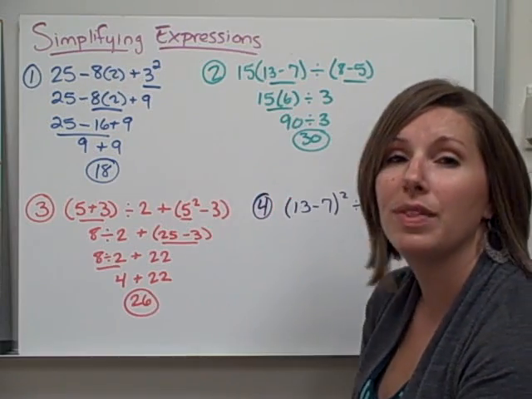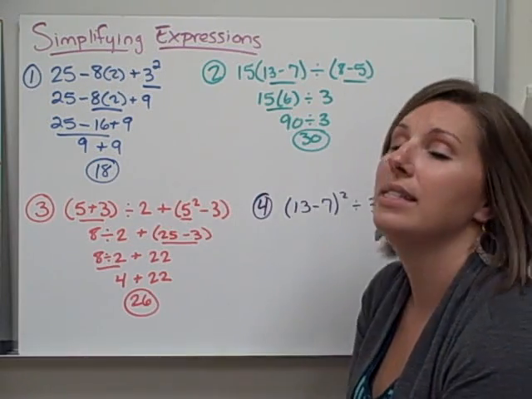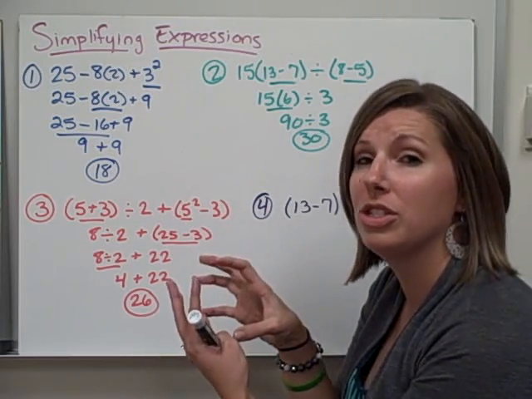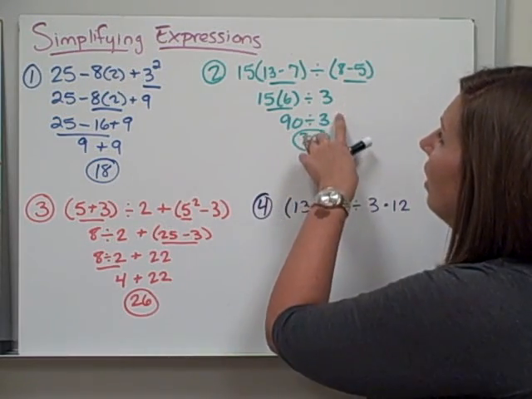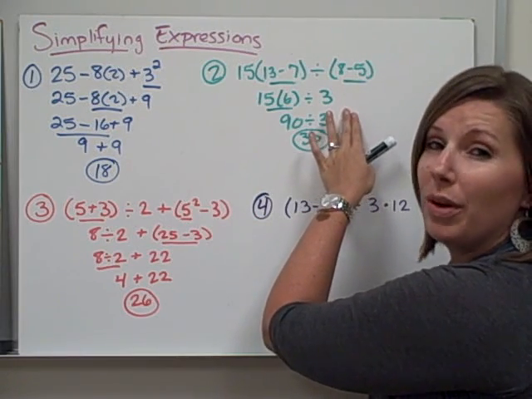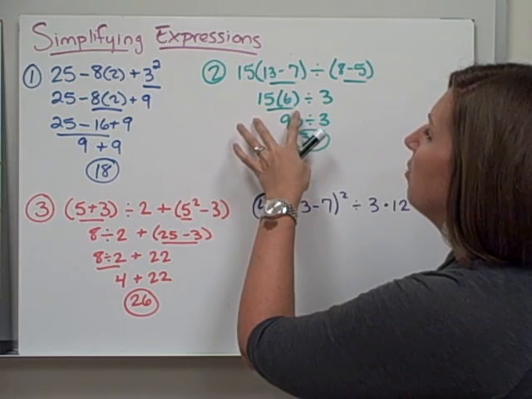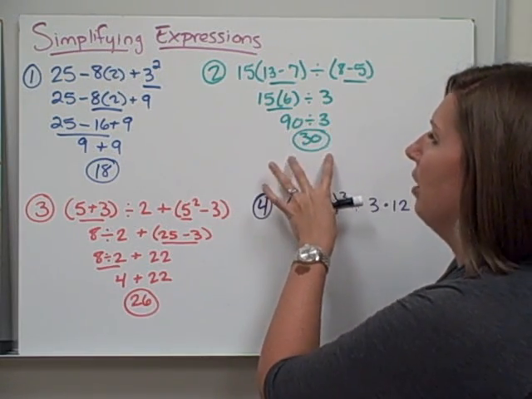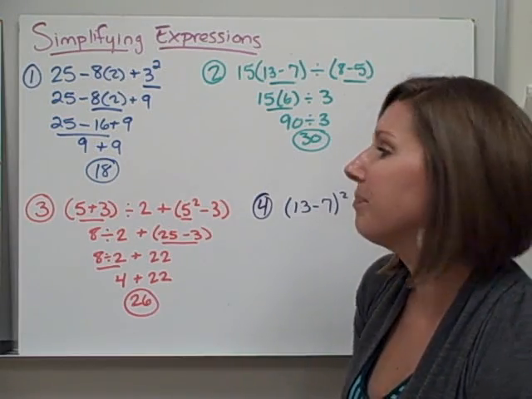Notice here, I left the parentheses around that 6 because remember, that's still part of a multiplication scenario. But over here, there's nothing left going on, so all I have to do is bring down the 3 without the parentheses. I complete multiplication, 15 times 6 is 90, and then divide that by 3 to get an answer of 30.